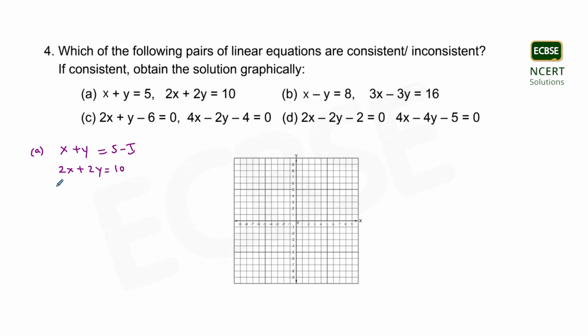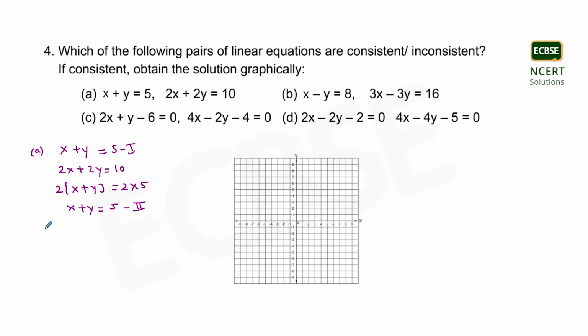Simplifying this equation and taking the common factor 2 outside, in the bracket we will be left with x plus y, and 10 can be written as 2 into 5. So cancelling 2 from both sides, we will obtain x plus y is equal to 5. Now, if we look at equations 1 and 2, they are not different. They are the same linear equation, as in both, x plus y is equal to 5.